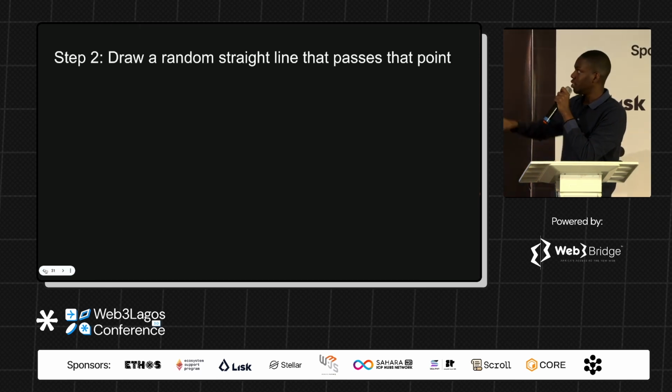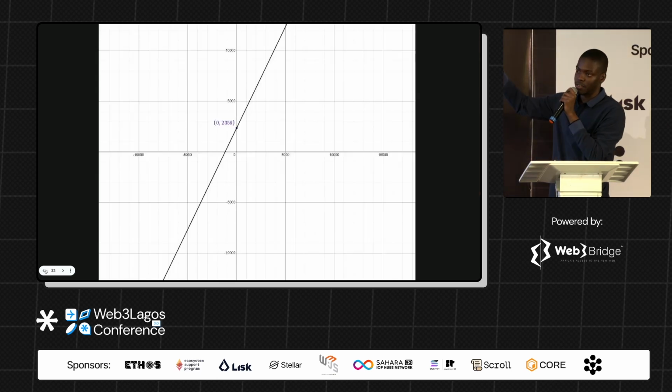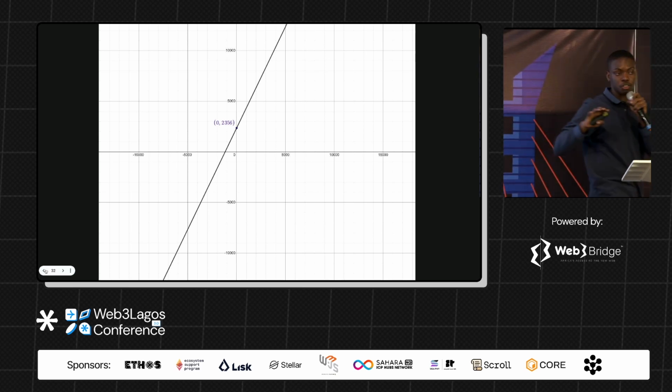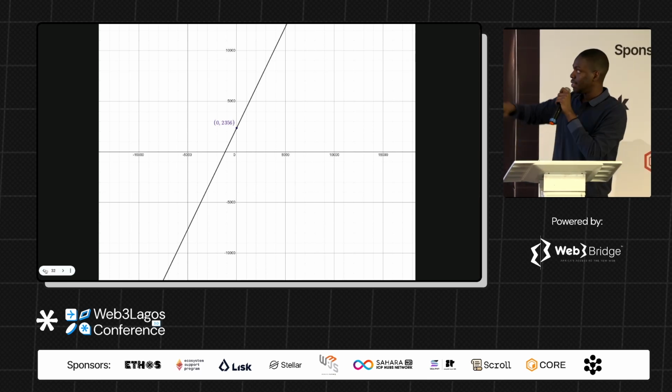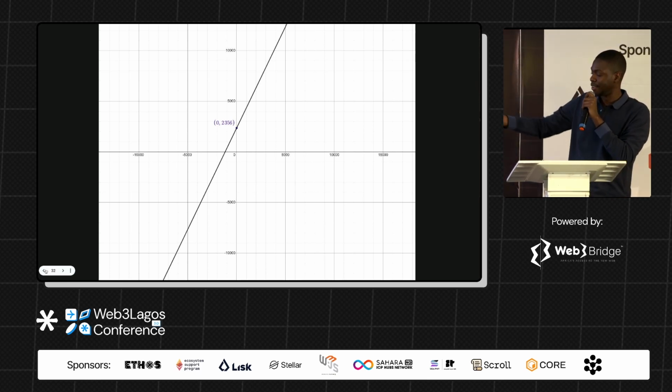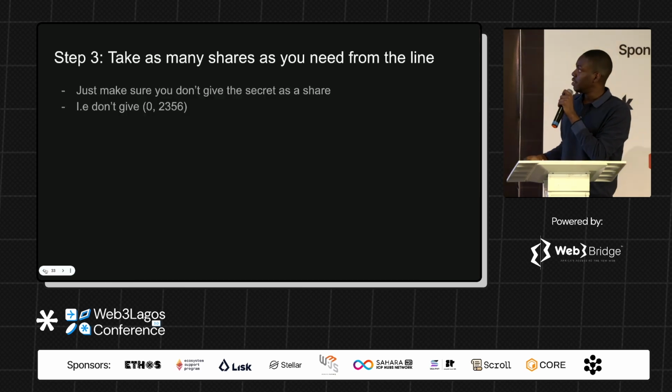So what we do is just draw a random line through that point. Any line, essentially. We can imagine that this is the random line that I drew through the point. Now we want to generate 4 shares. So from this line, we're going to pick 4 other points that rest on this line, because with any 2, we'll be able to reconstruct this line. The only requirement is that you don't give the secret, right?